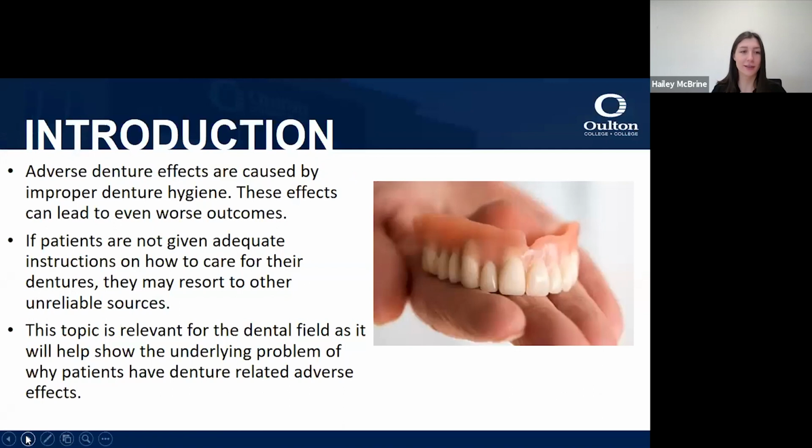All right, to begin, so adverse denture effects are caused by improper denture hygiene. These effects can lead to even worse outcomes such as denture stomatitis. If patients are not given adequate instructions on how to care for their dentures, they may resort to other unreliable sources, such as Google or asking a friend. This topic is relevant to the dental field as it will help show the underlying problems of why patients have denture-related adverse effects.